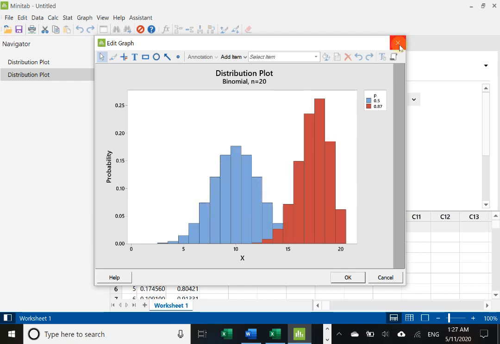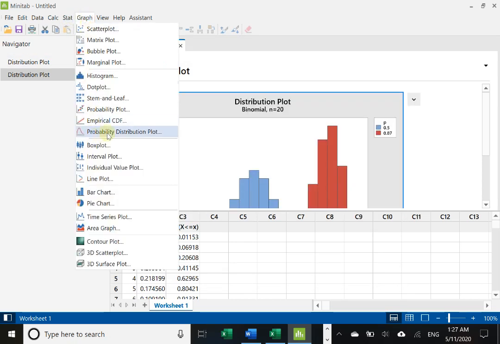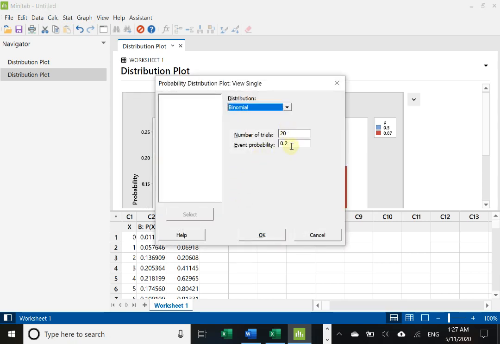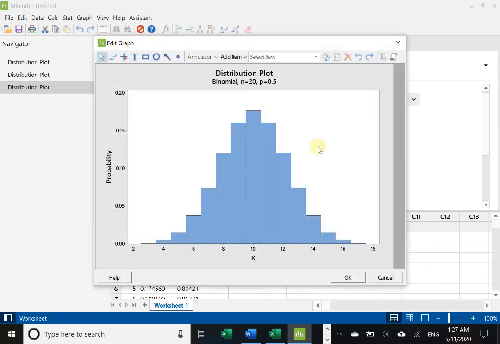Let me actually change that to just a binomial now, a single distribution with 20, probability of success 0.5. So you see how symmetric that is. You see that? Perfect symmetry. So with 0.5, that's always the case, regardless of the sample size. And if you throw in a distribution on top of that, it's going to be a normal distribution, that symmetric bell-shaped distribution that we looked at last week.